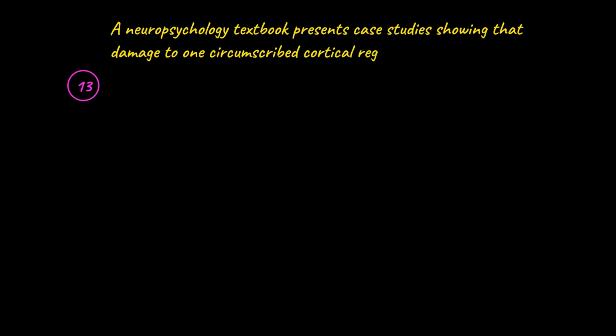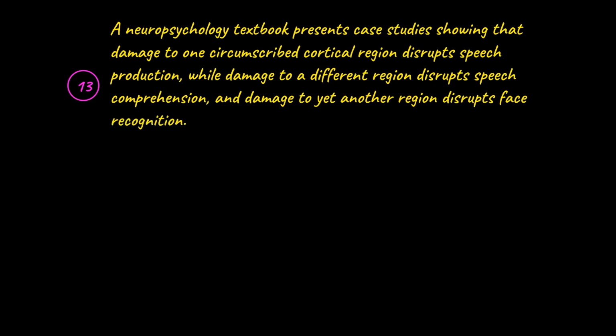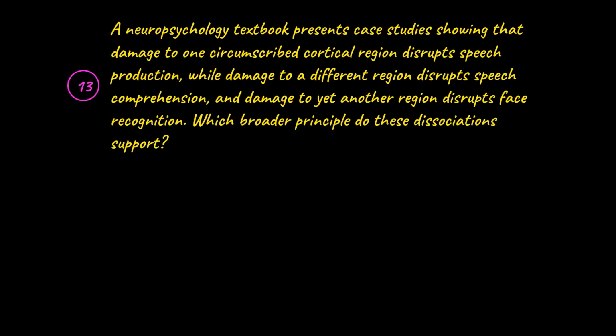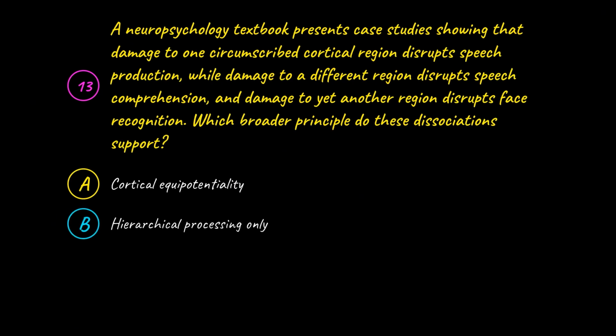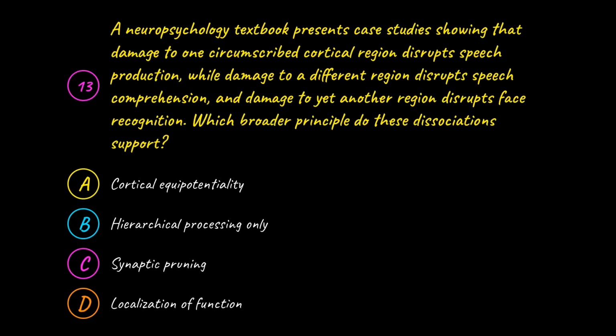Question 13. A neuropsychology textbook presents case studies showing that damage to one circumscribed cortical region disrupts speech production, while damage to a different region disrupts speech comprehension, and damage to yet another region disrupts face recognition. Which broader principle do these dissociations support? Your options are A. Cortical equipotentiality, B. Hierarchical processing only, C. Synaptic pruning, D. Localization of function. Pick one. Trust your gut. Here's your chance to test yourself.